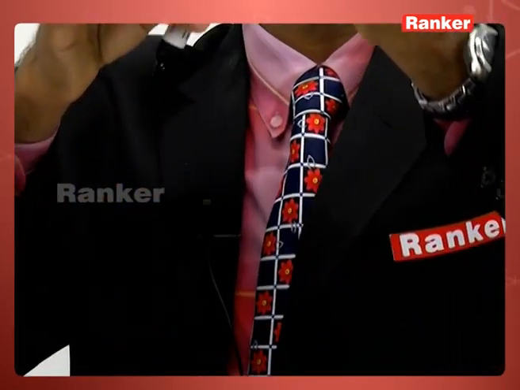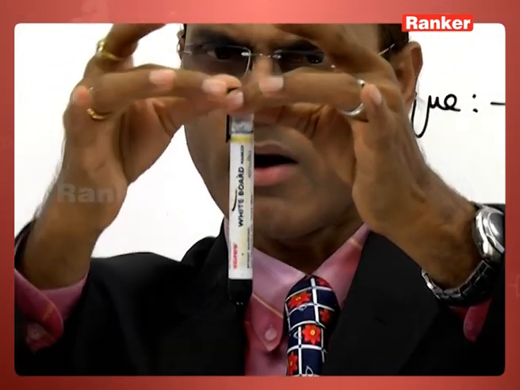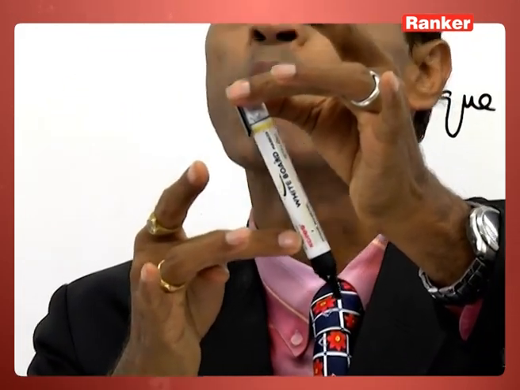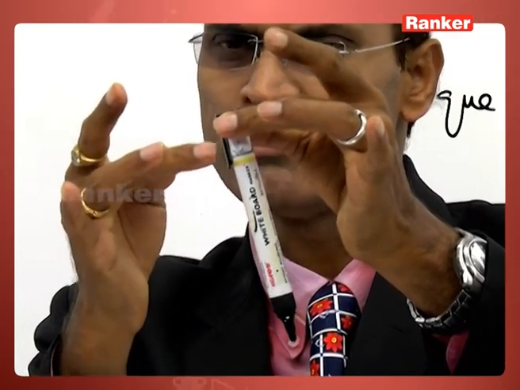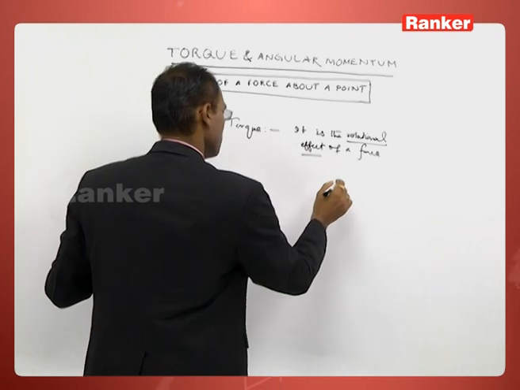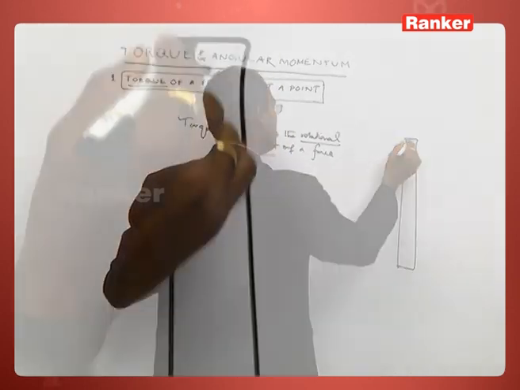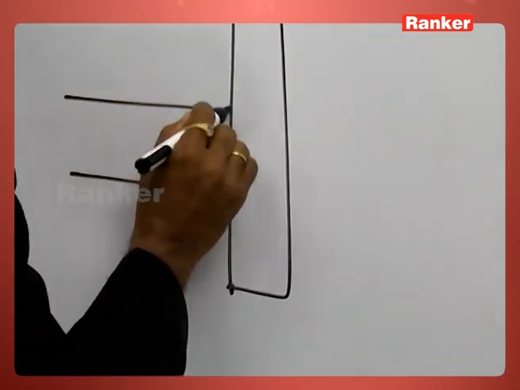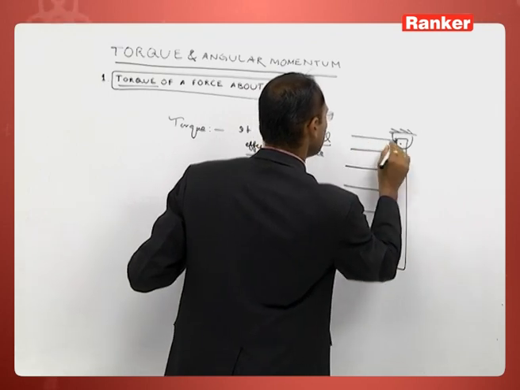It is understandable that when you are applying the force further from the pivot or the axis, this is the axis of the pivot, more easily you can rotate it. When you apply the force nearer to the pivot, it is more difficult to rotate it. So the ease of rotation of this object, suppose it is hanging here. When you apply the force here, here, here, and at several other points.